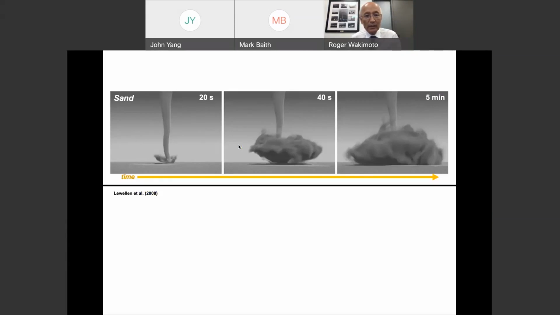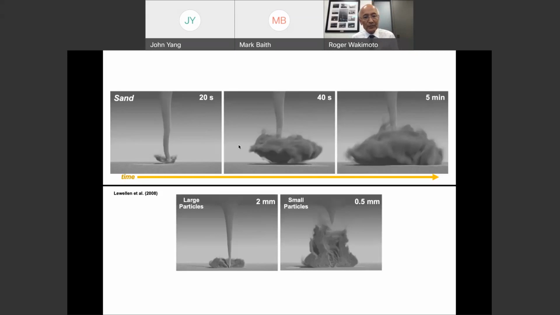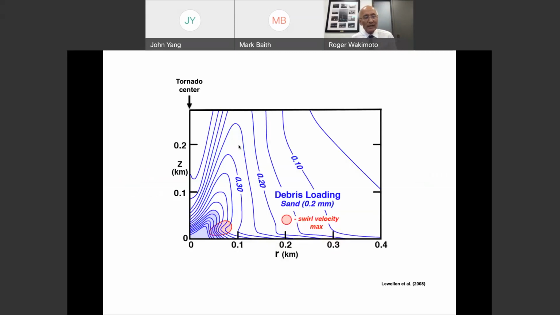tornadoes. Here's another example where he uses small debris particles on the right and larger debris particles on the left. Not surprisingly, the lofted debris cloud goes to higher levels when you have smaller particles. So using Lewellen simulations, what he did in his article was to take azimuthal averages of debris loading. And so this is a vertical cross-section, and the tornado is at 0, where I've got it labeled with the black arrow. That's the tornado center. And range away from the tornado.